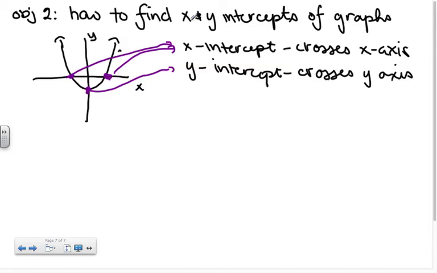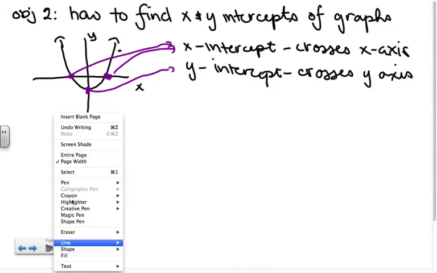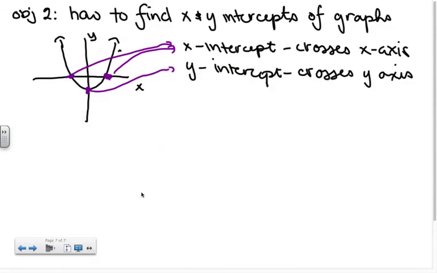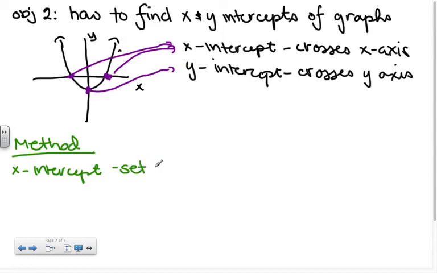So to find the x-intercept, what do I see in the picture? In the picture, the x-intercept is where y is 0. So this is the method. Write it down. Memorize it. Do what you may. So the method for the x-intercept is set y equal to 0. Solve for x.